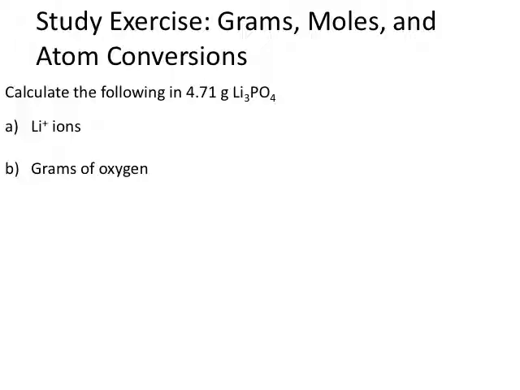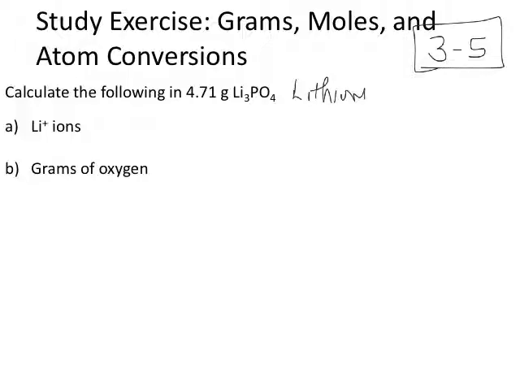The next problem is grams, moles, and atom conversions. This is problem 3-5. Calculate the following in 4.71 grams of lithium phosphate. You all see that that's lithium, because lithium is a cation in group 1 on the periodic table. It gets the name lithium, just like on the periodic table.